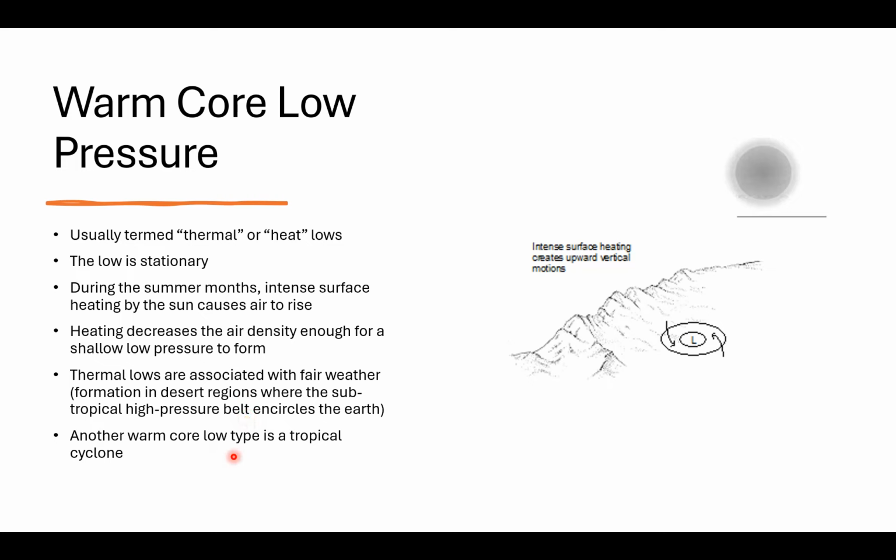And another warm core low type is a tropical cyclone, by the way. So in addition to this heat or thermal low in the desert Southwest in the summer, we have another type of warm core low, and that's a tropical cyclone.